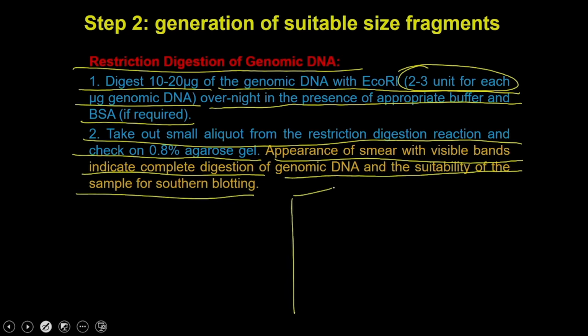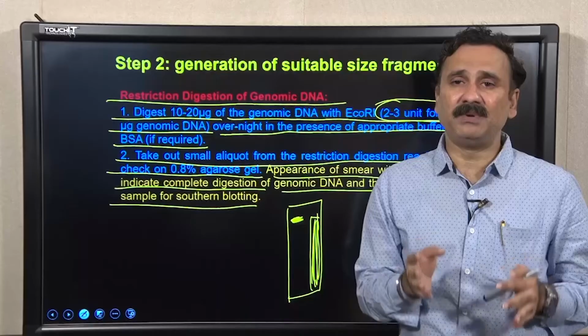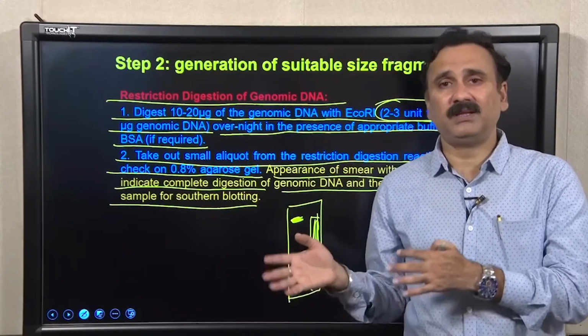So as I said, when you are checking the genomic DNA, the intact genomic DNA is going to give you a single band, whereas when you are done with the restriction digestion, it is going to give you a single band for the leftover genomic DNA, and it is actually going to give you a smear. That smear means it has been completely digested and it has small fragments. So that is the indication that now your sample is ready for performing the Southern blotting.